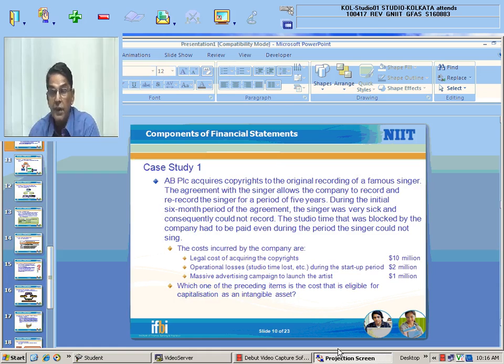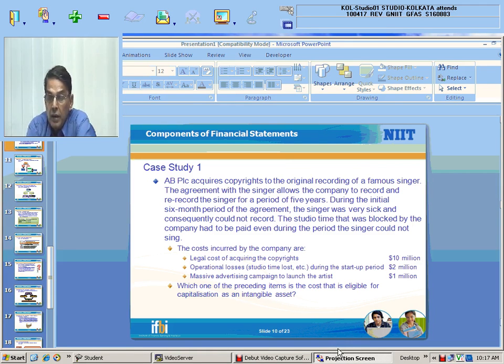Let's look at an example to understand this. AB PLC acquires the copyrights to the original recording of a famous singer. So they purchase the copyrights of the original recordings of a famous singer. The agreement with the singer allows the company to record the singer for a period of 5 years. During the initial 6 months period of the agreement, the singer was very sick and consequently couldn't record any song. The studio time that was blocked by the company had to be paid even during the period the singer couldn't sing, because the company hired a studio for recording the songs of that particular singer. So that money was spent.